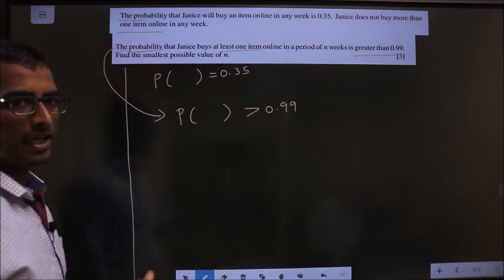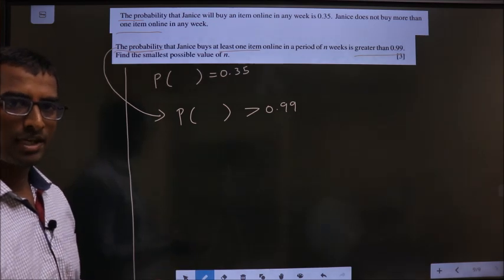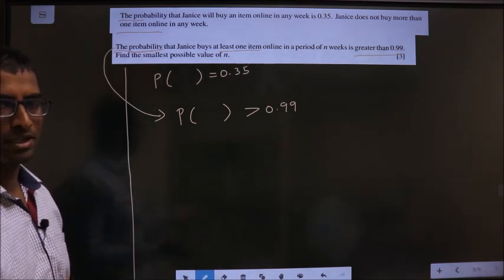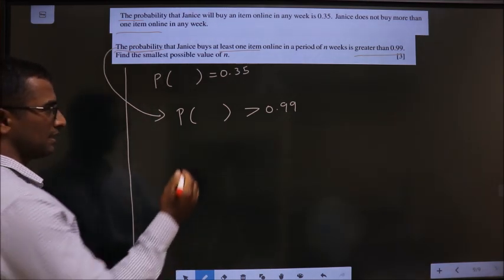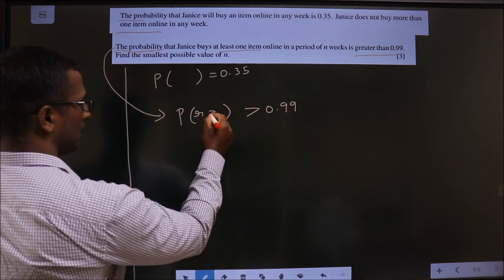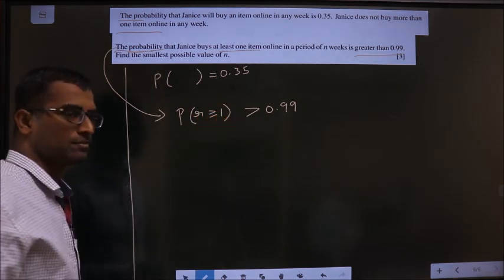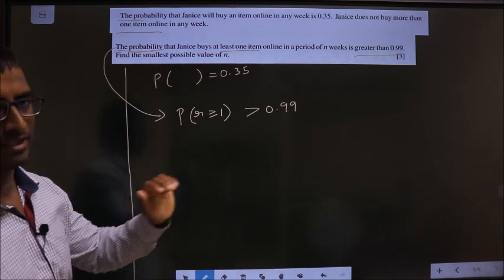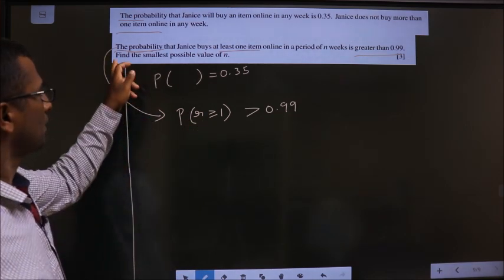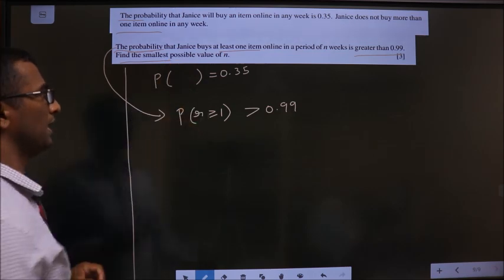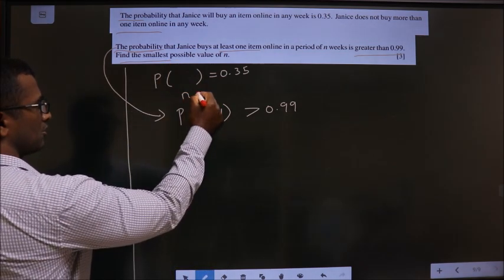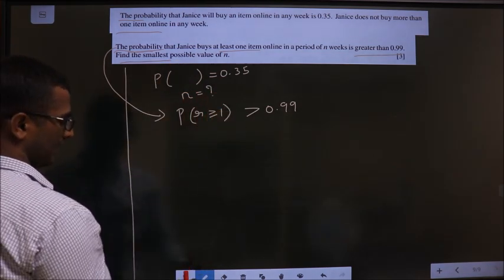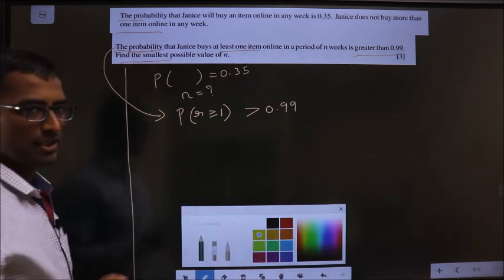At least one item. At least one item means one or more, and mathematically we represent in this way: r greater than or equal to 1. One or more will be represented in this way. Clear? Now, find the smallest possible value of n. So you need to find the value for n.